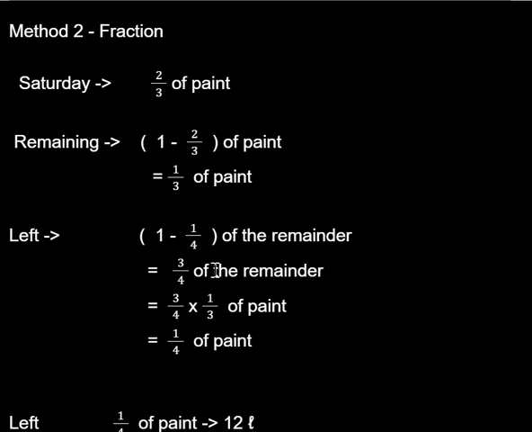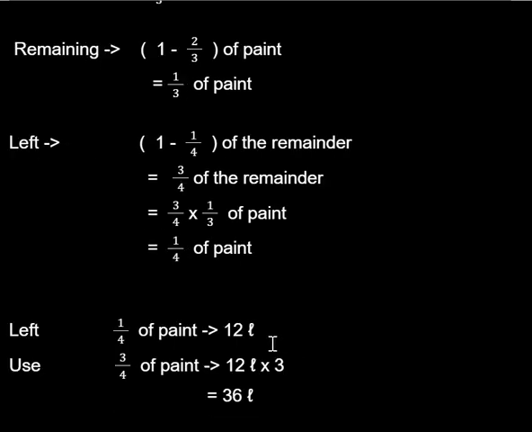So what is the remainder? The remainder is 1/3 of the paint. So I can replace it with 3 quarters times 1/3 of the paint. So 3 and 3 can cancel, and you are left with 1 quarter of the paint. So if he was left with 1 quarter of the paint, which is equal to 12 liters, he must have used 3 quarters of the paint. So 3 quarters of the paint is 12 liters times 3, which is 36 liters.